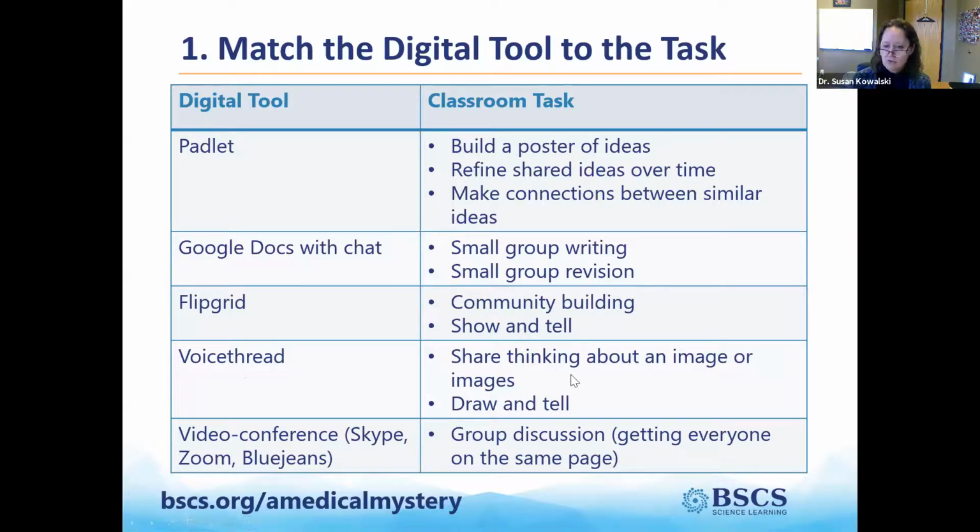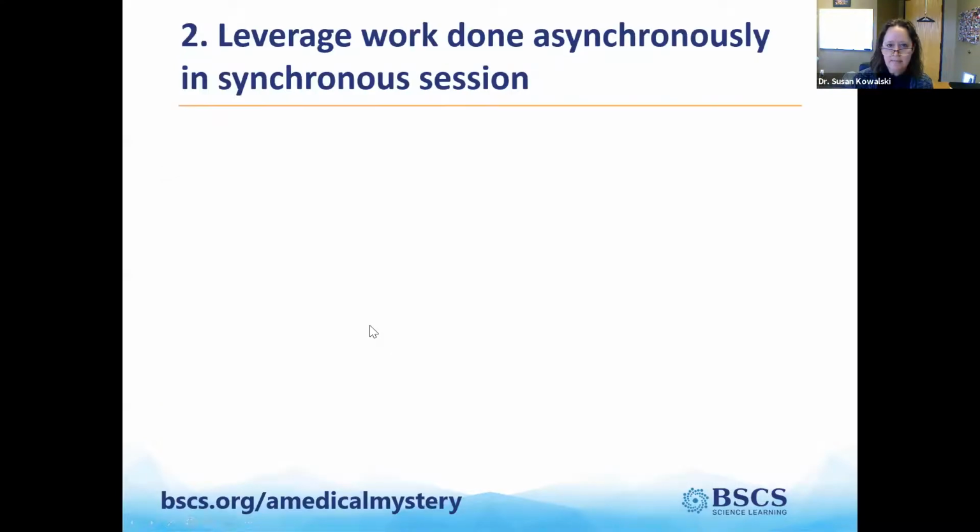VoiceThread is a fun tool. If you're wanting students to interact with an image, there's times when we want students to look at a model of the body and sketch what they think is going on. I would think VoiceThread would be a great tool for that. And then there's the most resource intensive of all of these tools, and that would be a video conference. And those are really important for those times when you really need to bring the whole class together and get everyone on the same page. So match the digital tool to the task is the first principle when you're thinking about taking something like a medical mystery to an online space.